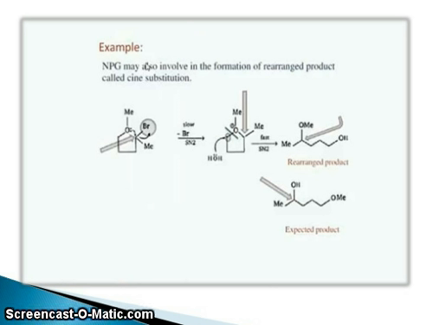So friends, NGP may be involved in the formation of a rearranged product, called syn substitution. So you can see here slow formation of a 5-member ring, and then this 5-member ring ruptures, forming the open rearranged product and the expected product.